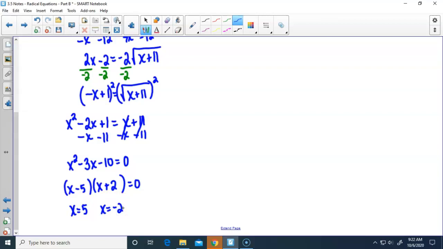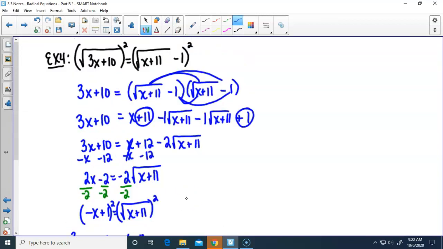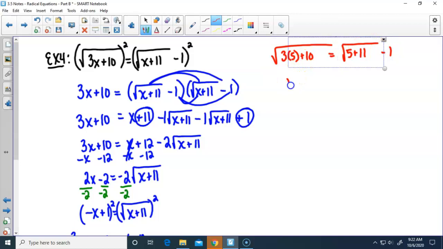Now, you're almost finished, but you must check for extraneous solutions because sometimes whenever you're solving square root equations, in fact, pretty often, you're going to get extraneous solutions. So 5 and negative 2, we've got to go back up here to the top and check them. So we've got the square root of 3 times 5 plus 10 equals the square root of 5 plus 11 minus 1. And so this is going to be the square root of 15 plus 10, which of course is the square root of 25. And over here we've got the square root of 16 minus 1.